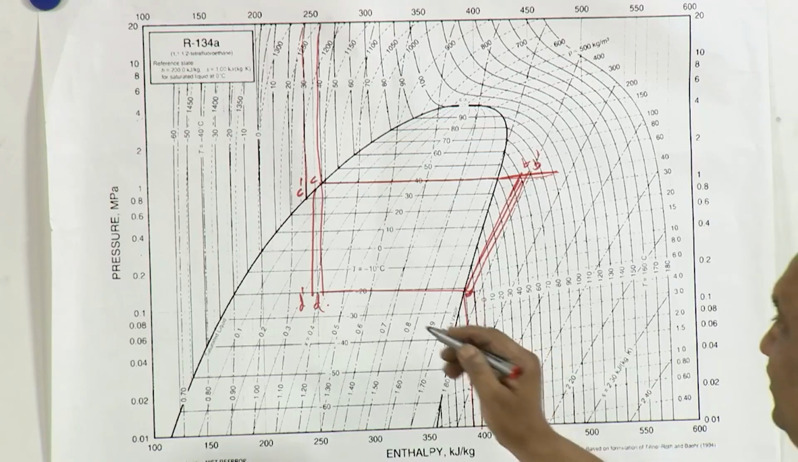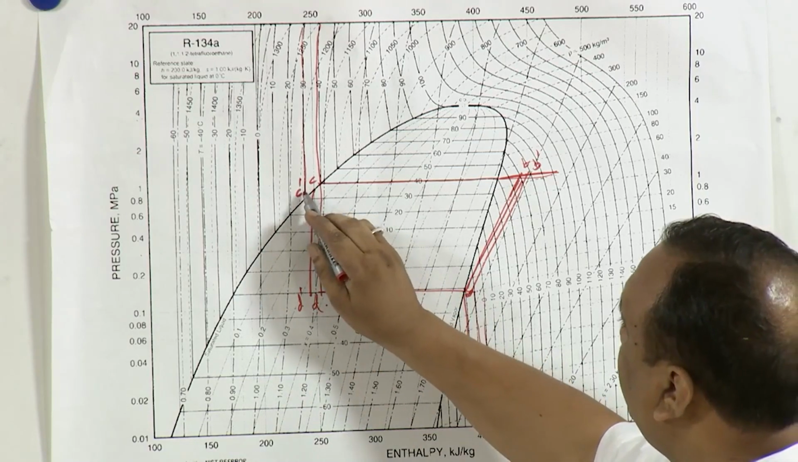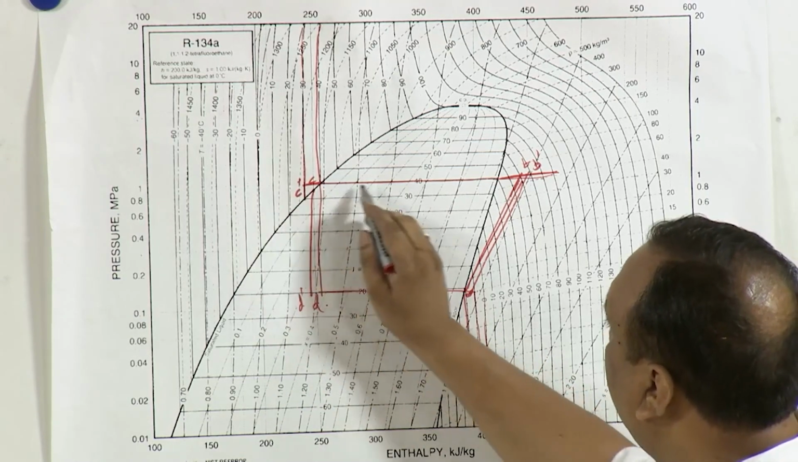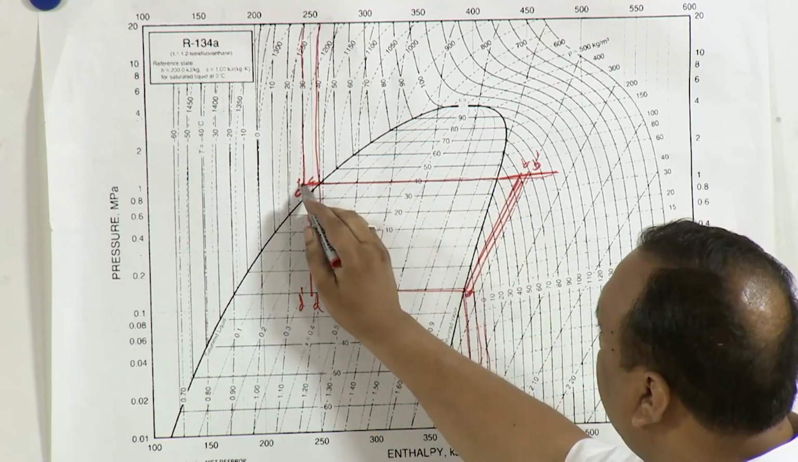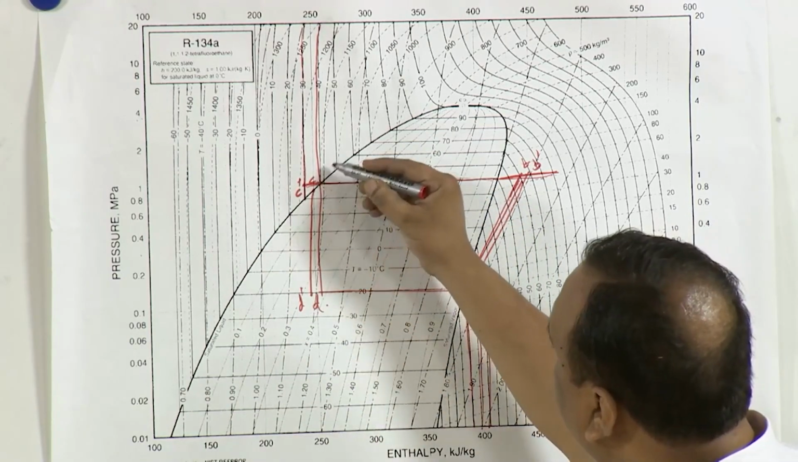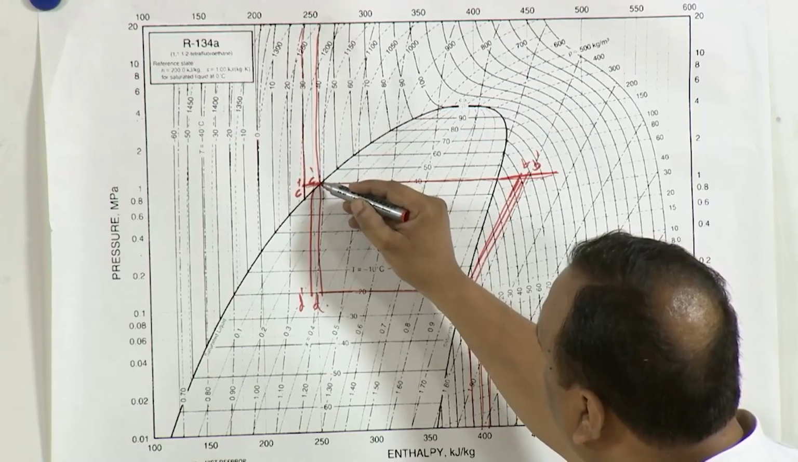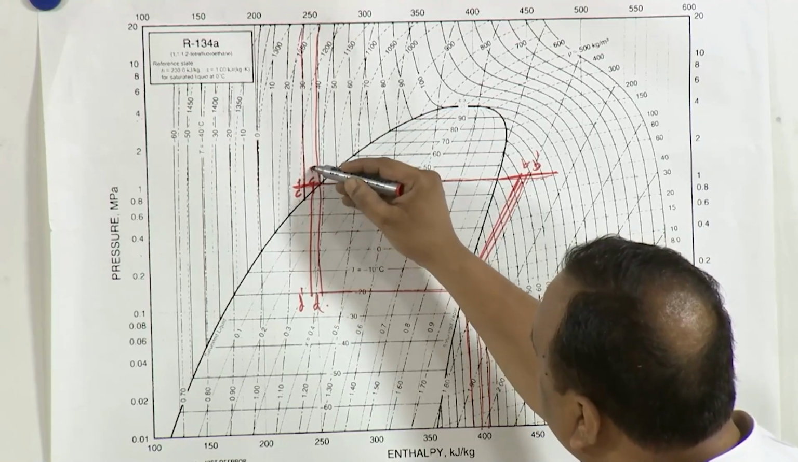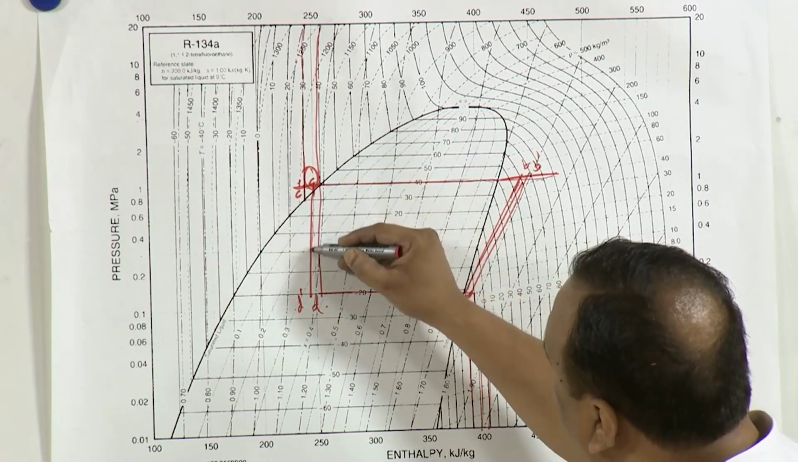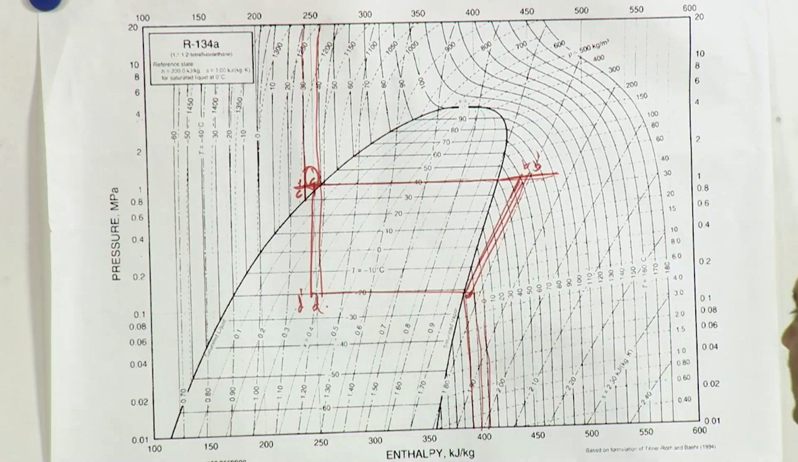Sorry, I have made a mistake here. This point C dash should not be here; point C dash should be here, because this is a constant pressure process. So, point C dash should be somewhere here, on this constant pressure line. So, this is the point C dash, and then expansion of refrigerant takes place.